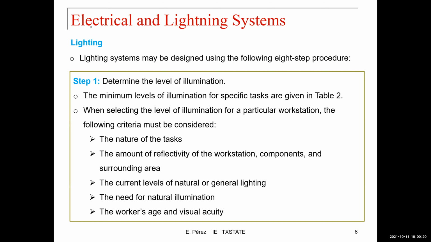When selecting the level of illumination for a particular workstation, the following criteria must be considered. Again, you have to take into account the nature of the task, the amount of reflectivity of the workstation, components, and surrounding area. So if you're going to have some lights hanging, there's a reflection component with the roof and also with the walls. The current level of natural or general lighting, the need of natural illumination, and also the average worker's age and visual acuity.